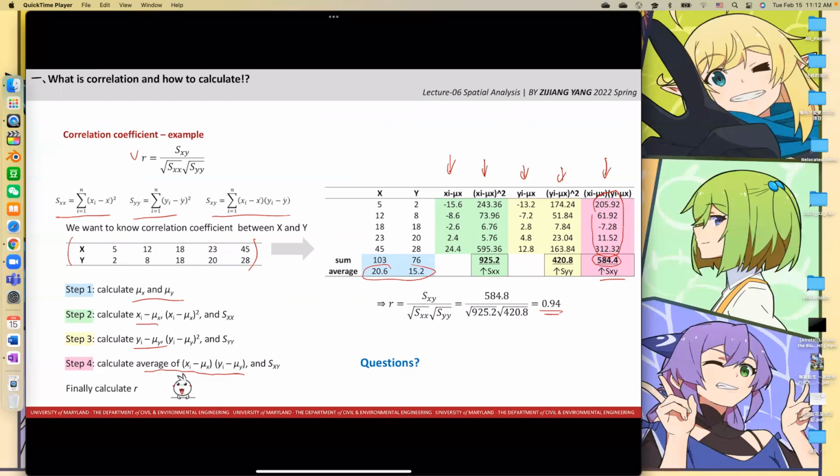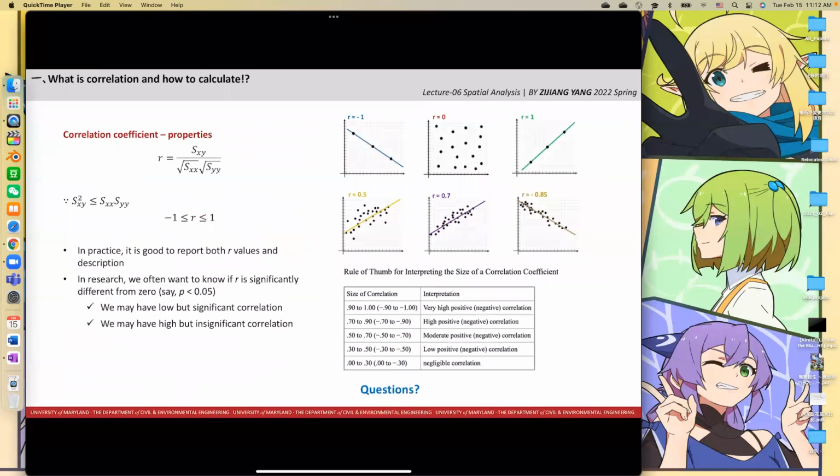Except for the question about the relation between the correlation coefficient and the linear regression, I will talk about this in the next slide. Any other questions? No? Again, I recommend you reconstruct this table. Oh, that will be the next slide, not this slide.